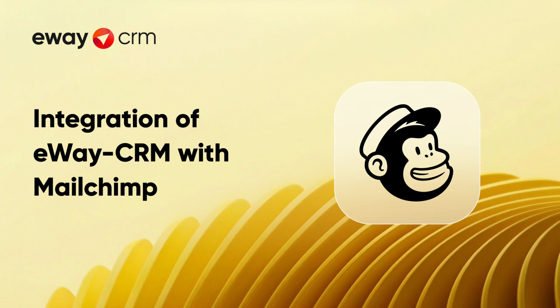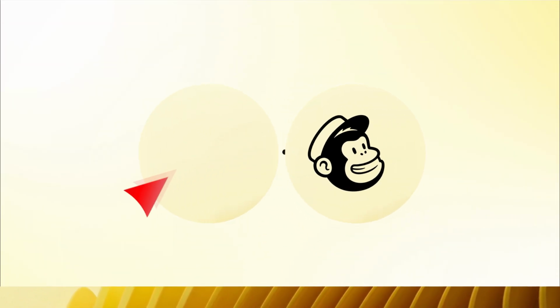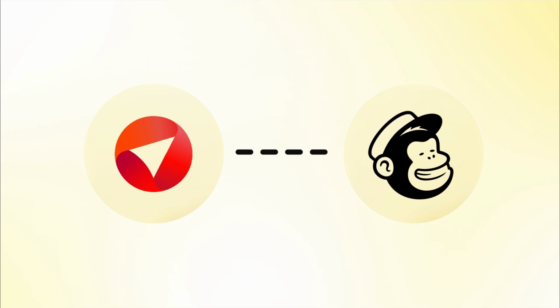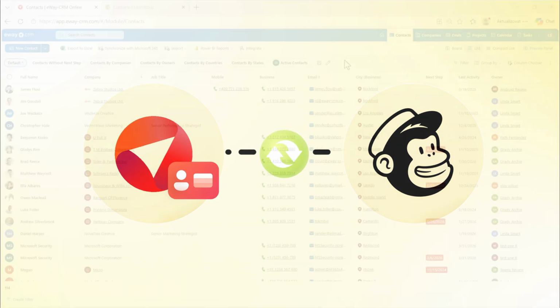Today we will show you the integration between eWay-CRM and Mailchimp. eWay-CRM can be easily connected to Mailchimp for email campaigns. Thanks to this integration, your contacts are automatically synchronized to Mailchimp, either all of them or only the ones you choose. Contacts are saved into the marketing list you selected in Mailchimp, and both default and custom fields can be synchronized. Let's take a look at how it works.